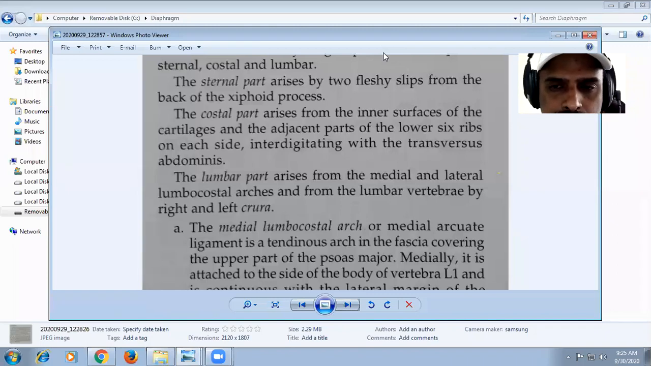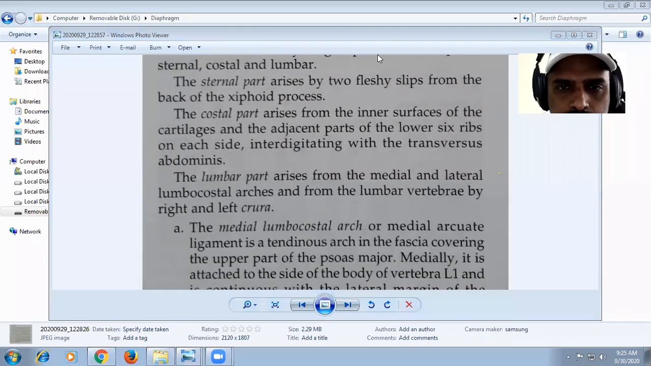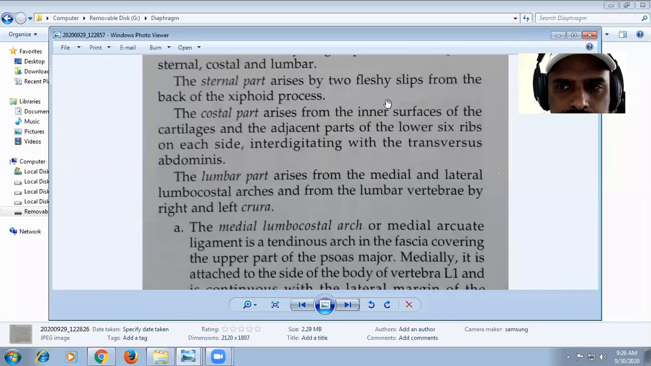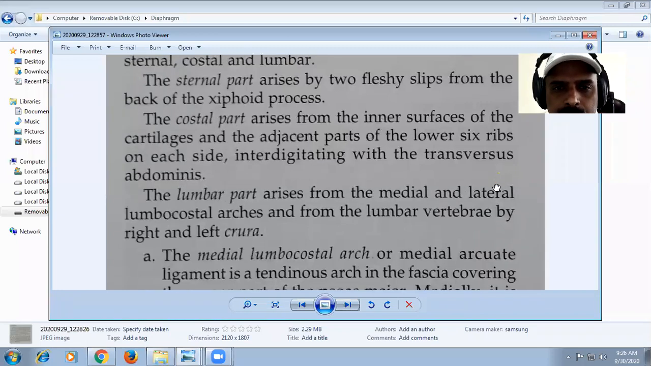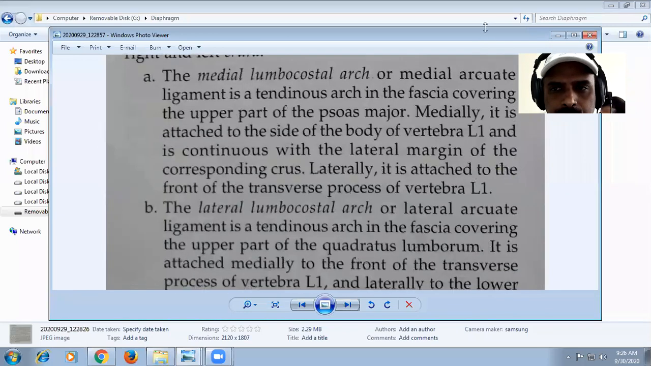It is attached to the lumbar vertebrae, that is the medial and lateral lumbocostal arches, and from the lumbar vertebrae by the right and left crura. So this is the total explanation of the origin point of the diaphragm that you have to remember.